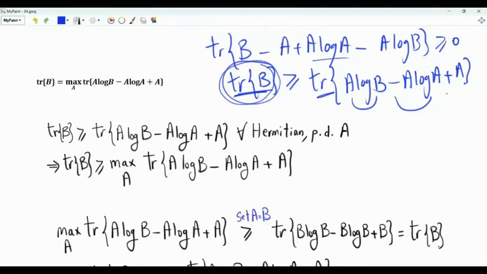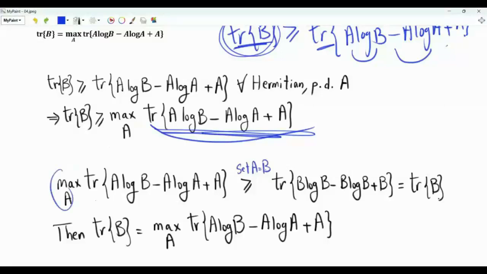And on the other side, we have the maximum with respect to matrix A. So matrix B is given, and we try to find the maximum value of this trace by varying the Hermitian positive definite matrix A. So the trace of B is greater than or equal to the maximum over A of this trace. The maximum of this trace is greater than or equal to the trace of this quantity, A log B minus A log A plus A, if we make a particular choice of A. So let's choose A to be equal to B. B is a Hermitian positive definite matrix, so a feasible choice for matrix A is to set A equal to B. If you do this, you have a lower bound on the maximum.